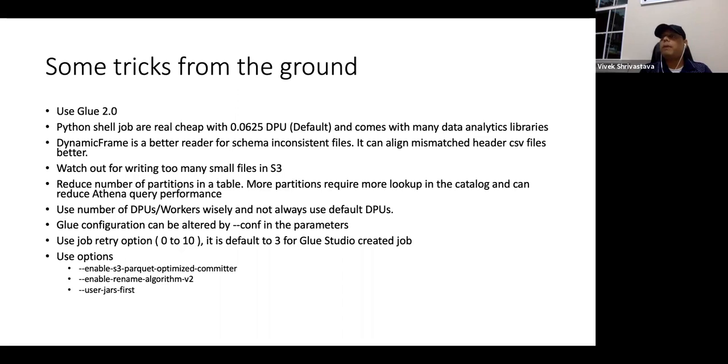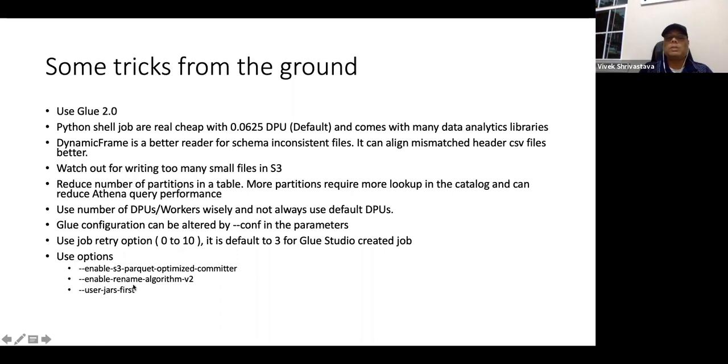Glue is a managed service, and there are not a whole lot of knobs available for optimization. But any configuration that you see in Spark could be used here. You just need to put the conf parameter in a Glue job. Also, always try to use the retry option that a Glue job has. By default, it has no retry, but I would recommend setting it to 2 to 3. And if a job is created by Glue Studio, it defaults to 3.